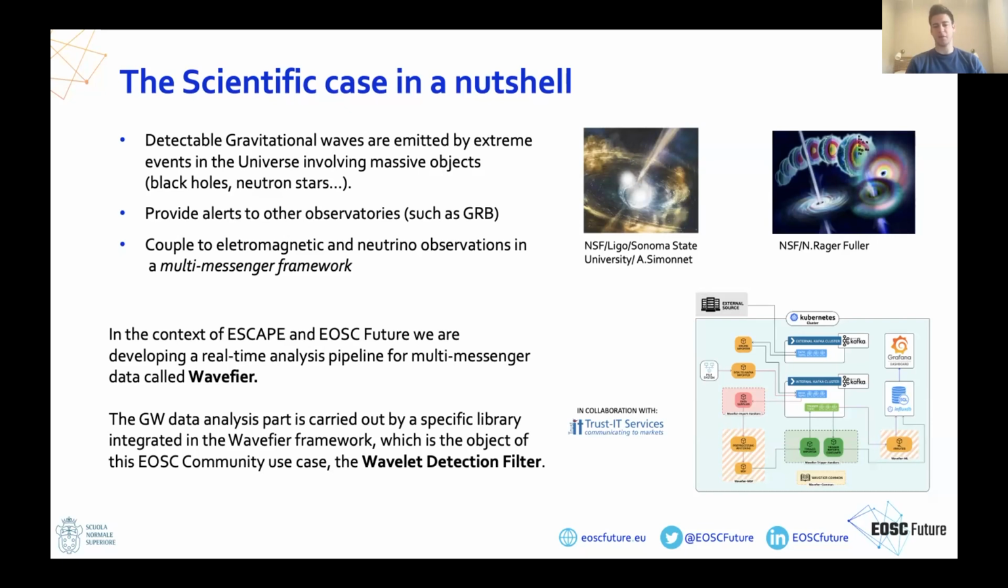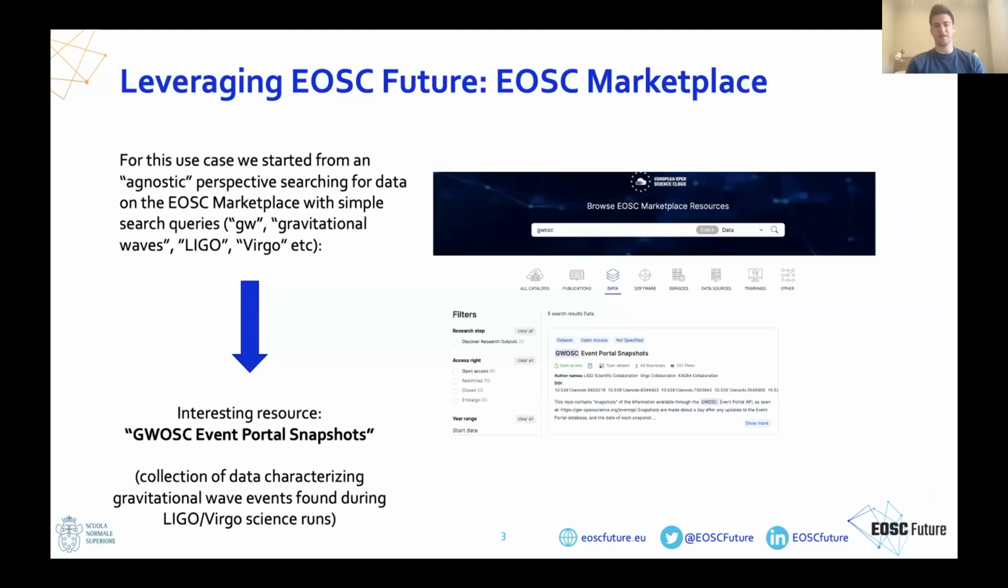And I will show here how our sub-module of WaveFire, named the Wavelet Detection Filter, can be used to start an analysis starting from EOSC. The starting place in this example is the EOSC marketplace. We started from an agnostic point of view, and we wanted to see how a generic user could browse the marketplace resources, and we looked for some gravitational wave data with simple queries. We found this interesting resource, which is the Gravitational Wave Open Science Center Event Portal Snapshots, which are a collection of JSON files which contain data characterizing events produced during the different science runs, which can be gravitational wave events, for instance.